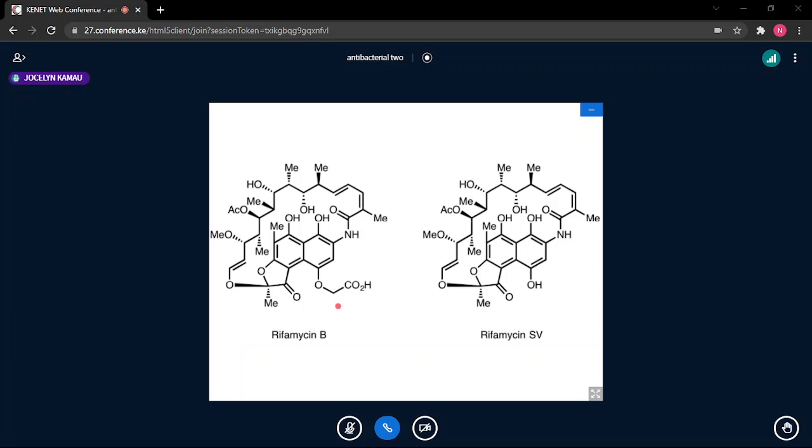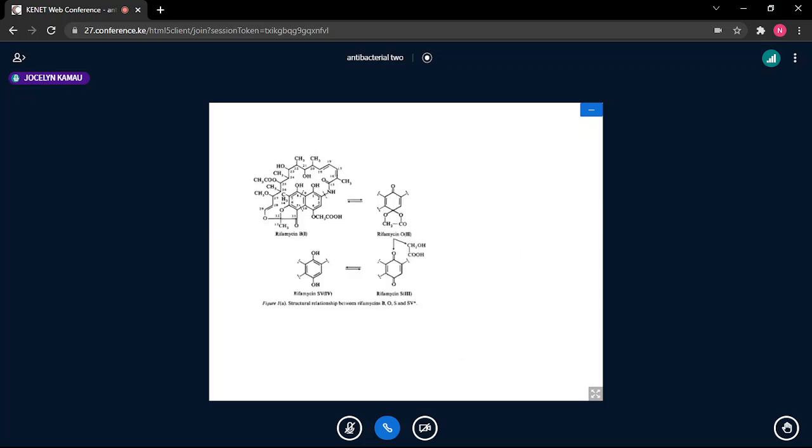So when we look at this structure now, as I said, this part of the molecule does not change, and we're going to discuss it when we're looking at the SAR. But we are saying for rifamycin B, I thought for rifamycin B we said this was a hydroxyl group. Is that correct? And then rifamycin SV, just one minute, let me see whether that is correct.